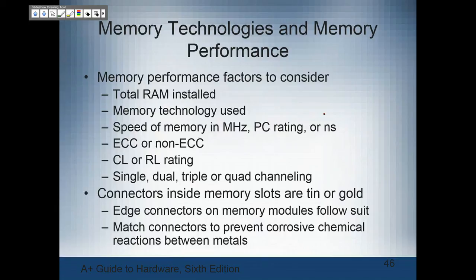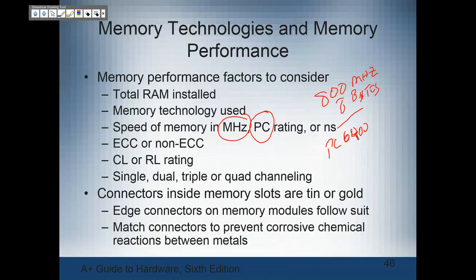Memory performance factors: the total RAM, the technology, the speed. The PC rating is related to the speed. What we do is take, and I'll do this because it's easy arithmetic, an 800 megahertz bus and multiply it by 8 bytes, then it would be PC 6400. So these things are all related.